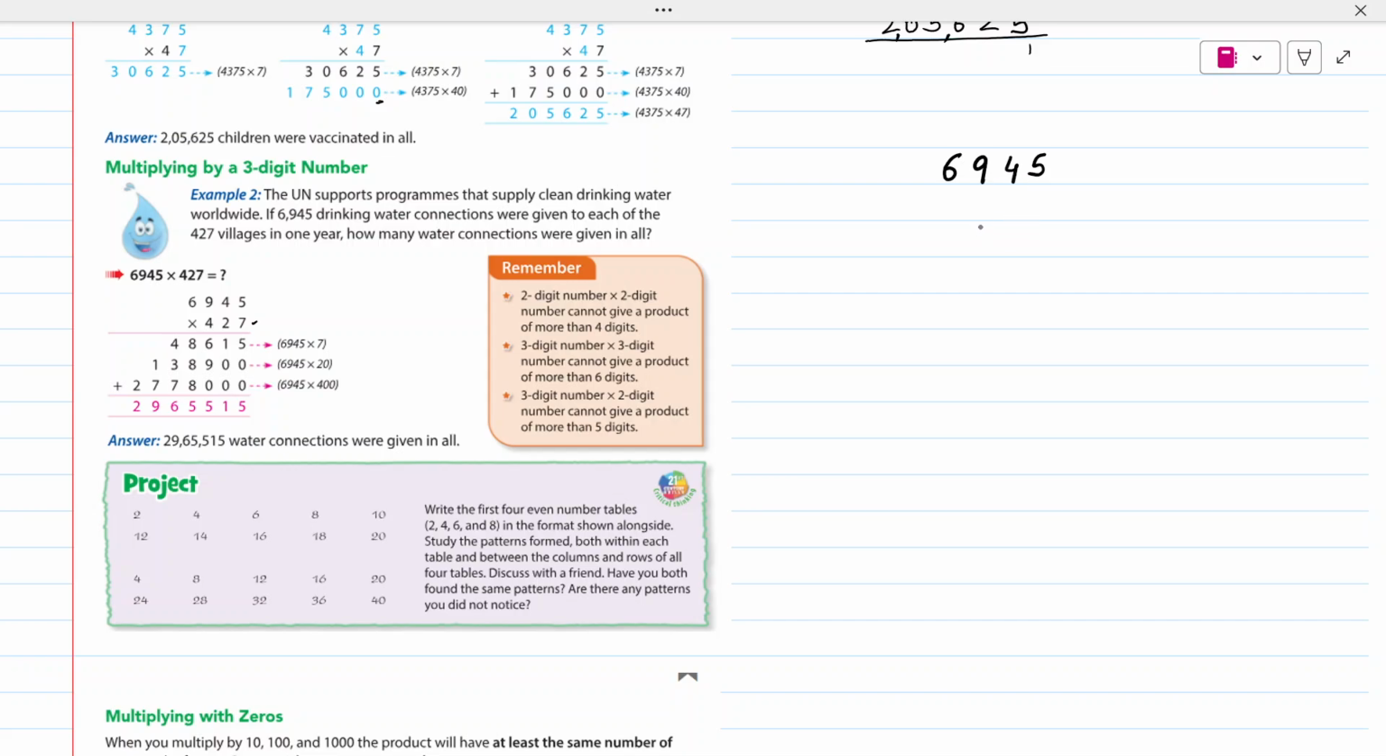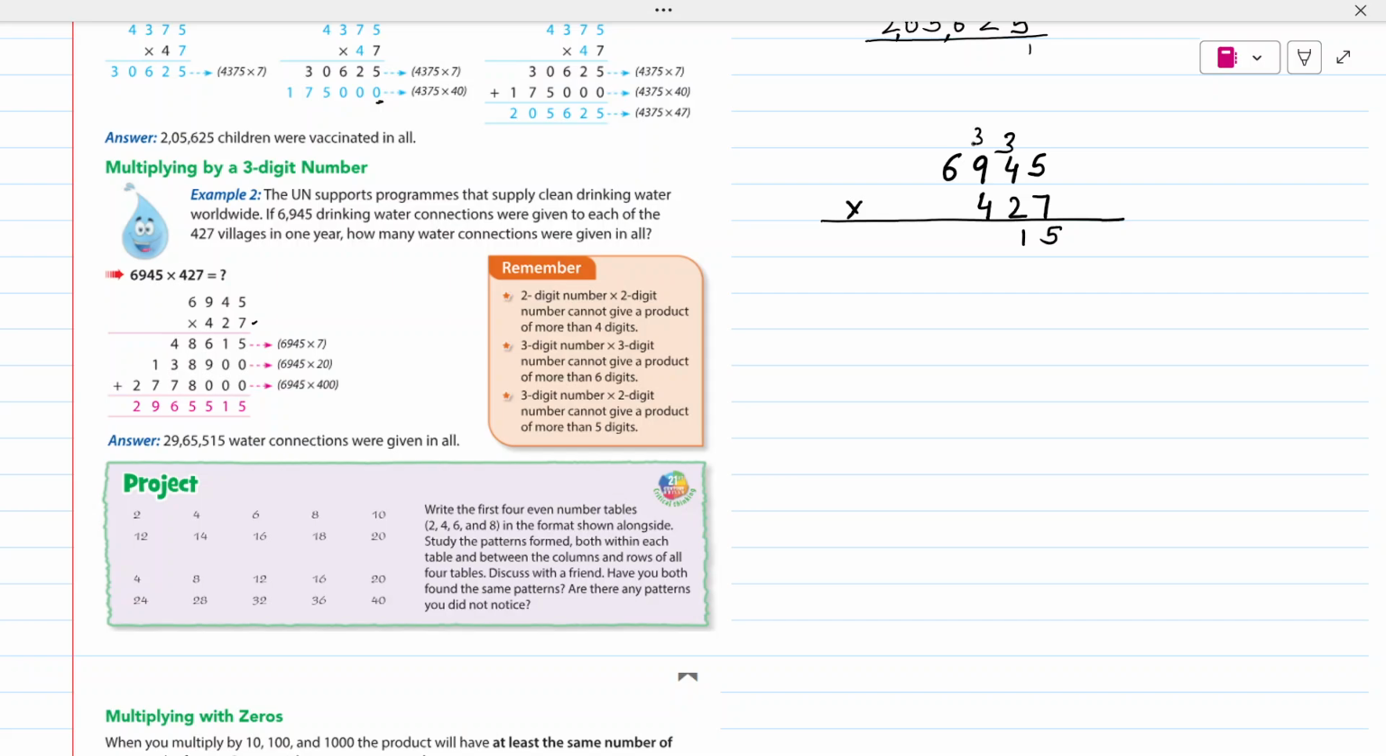6945 multiply with 427, which is a 3-digit number. So let's start with 7. 7 into 5 is 35. 5 here, 3 here. 7 into 4 is 28 plus 3 is 31.